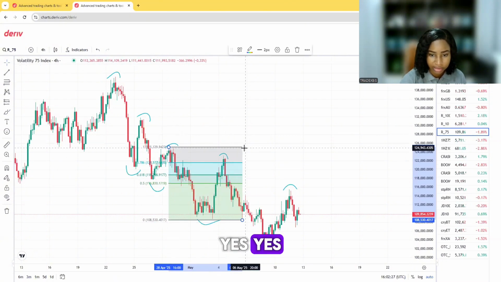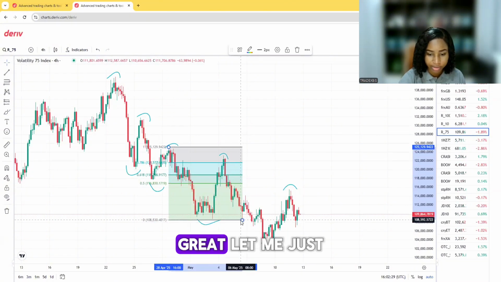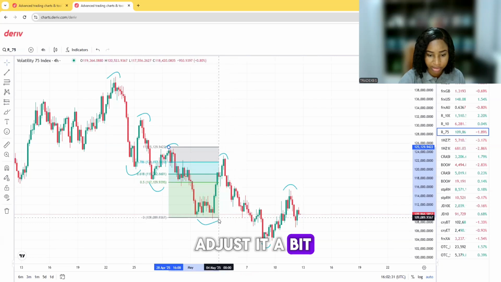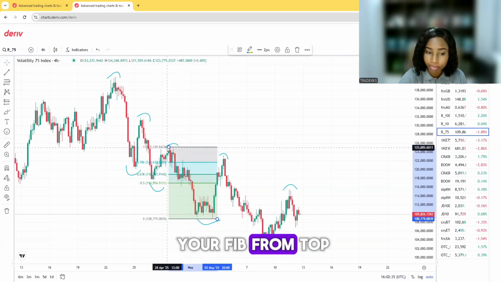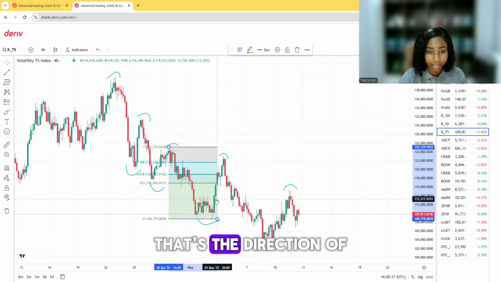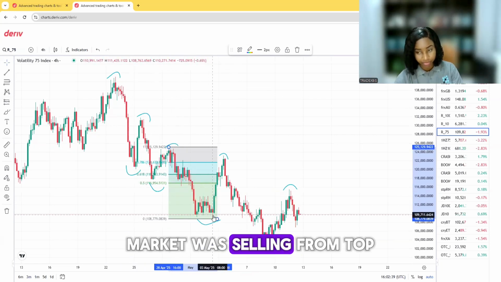Yes. Okay, great. Let me just adjust it a bit. This is the range I'm using. Okay, so you draw your fib from top to bottom. That's the direction of the market. Market was selling from top.